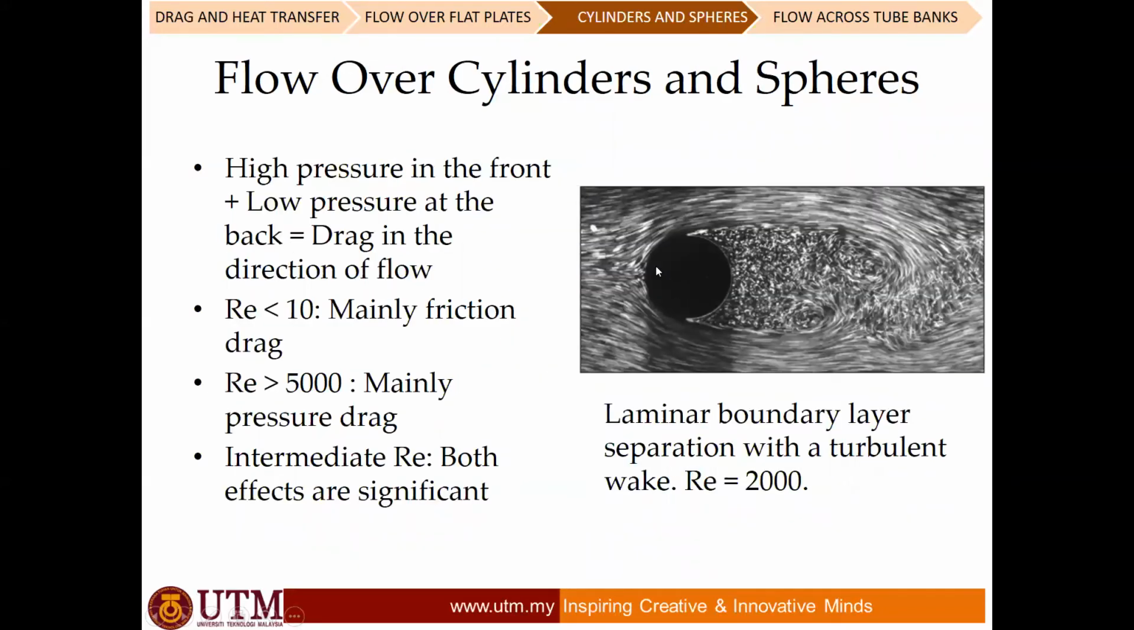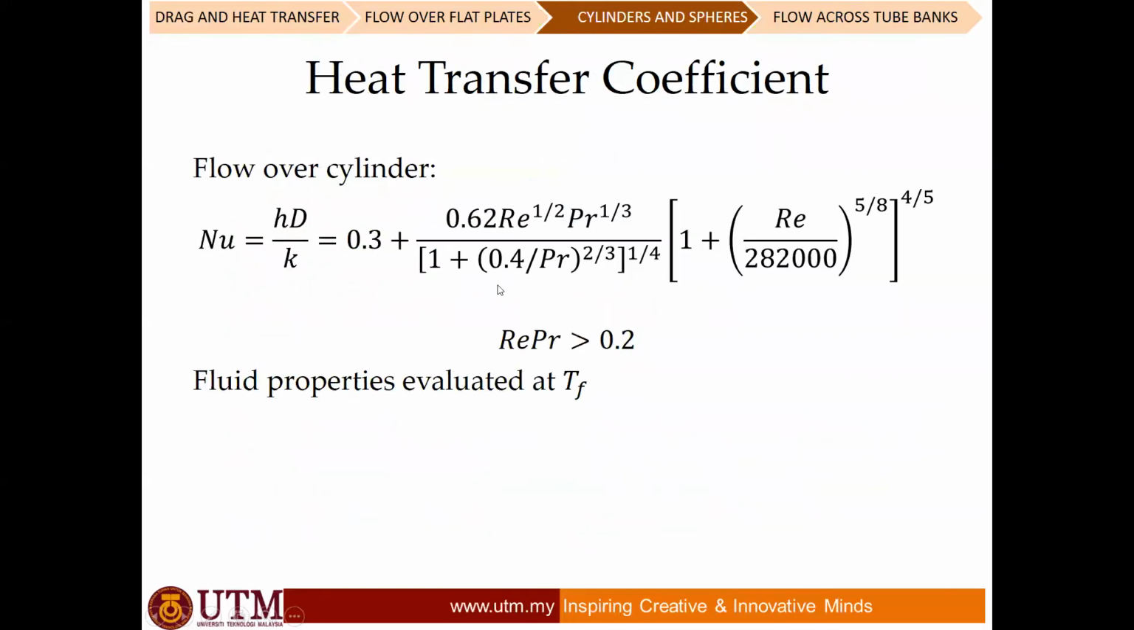Alright, so for a cylinder and sphere, the correlation for Nusselt number is this one. But you need to check that your Reynolds number multiplied by your Prandtl number must be larger than 0.2. Then you can use this equation. It seems mathematically tedious, but I think it's a very simple correlation. You don't have to do any mathematical operation like integration or differentiation. Do you need to include the boundary condition? No, you don't have to. You just use this equation.